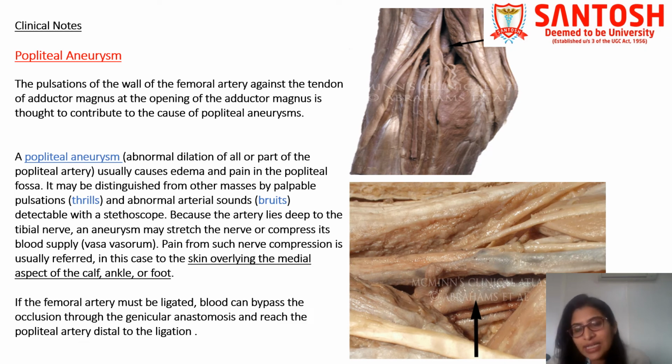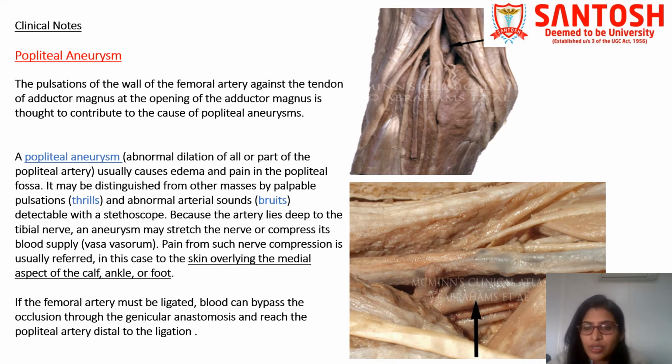Now the applied aspect of the popliteal fossa, one is the popliteal aneurysm, which you can very well visualize here. The pulsations of the wall of the femoral artery against the tendon of adductor magnus at the opening of adductor magnus is thought to contribute to the cause of aneurysm. Now, aneurysm is an abnormal dilatation of all or a part of the artery, and a popliteal aneurysm will be abnormal dilatation of all or a part of the popliteal artery.